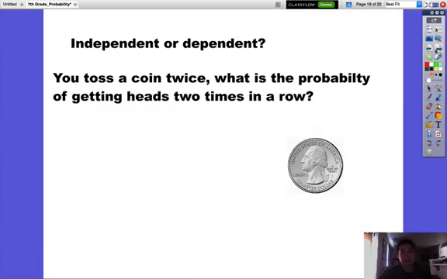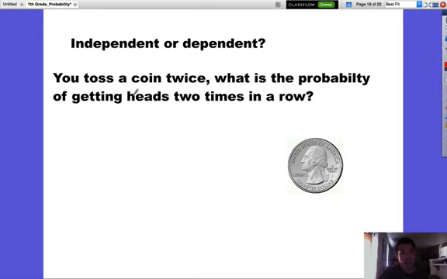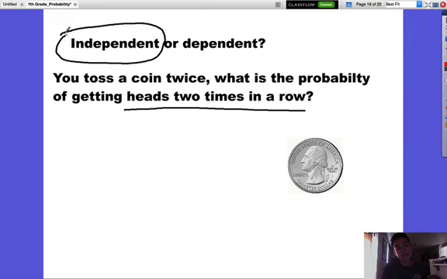Okay, so let's get into the math part. Independent or dependent? You toss a coin twice. What is the probability of getting heads 2 times in a row? Now this is all theoretical, we're not actually doing it. The first thing we need to figure out is if this is independent or dependent. This is flipping a coin, so every time you flip it, the coin is reset. Therefore, this is an independent situation. So we're going to set up trial 1 and trial 2.